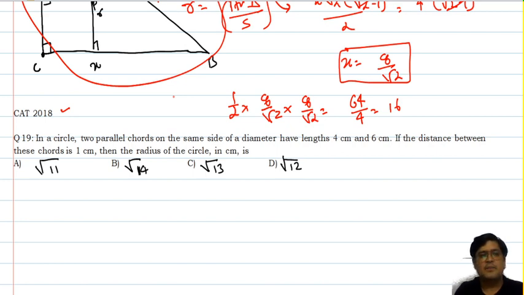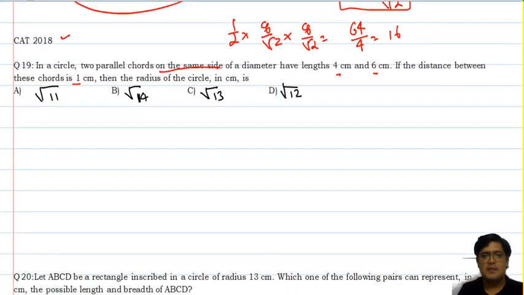Question number 19. In a circle, two parallel chords on the same side of the diameter have lengths 4 and 6 centimeters. The distance between the chords is 1 centimeter. Then radius of the circle in centimeters is.